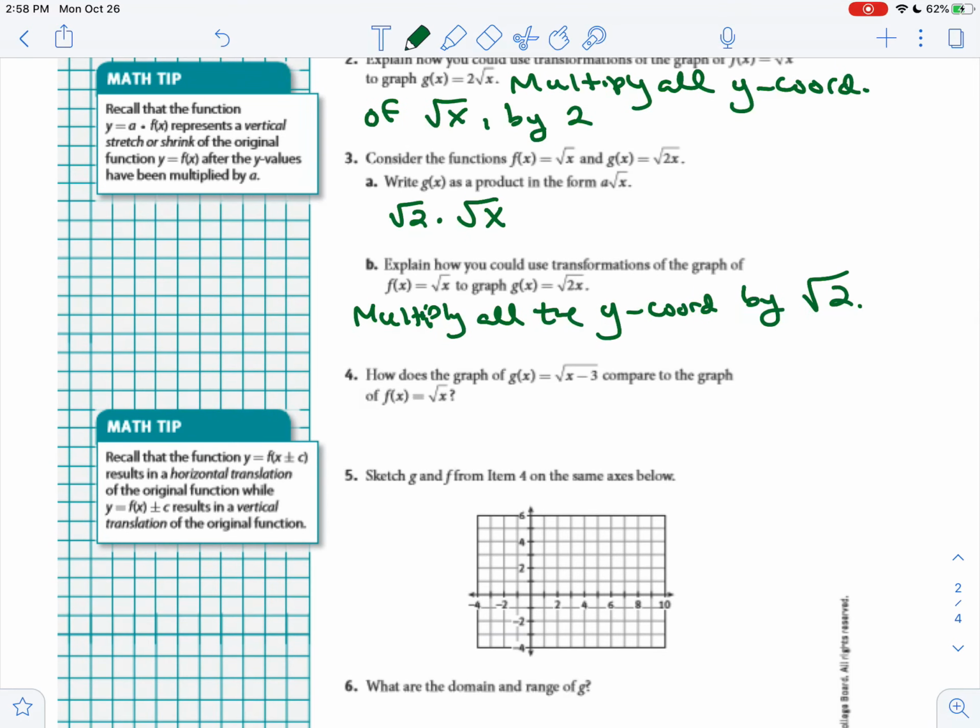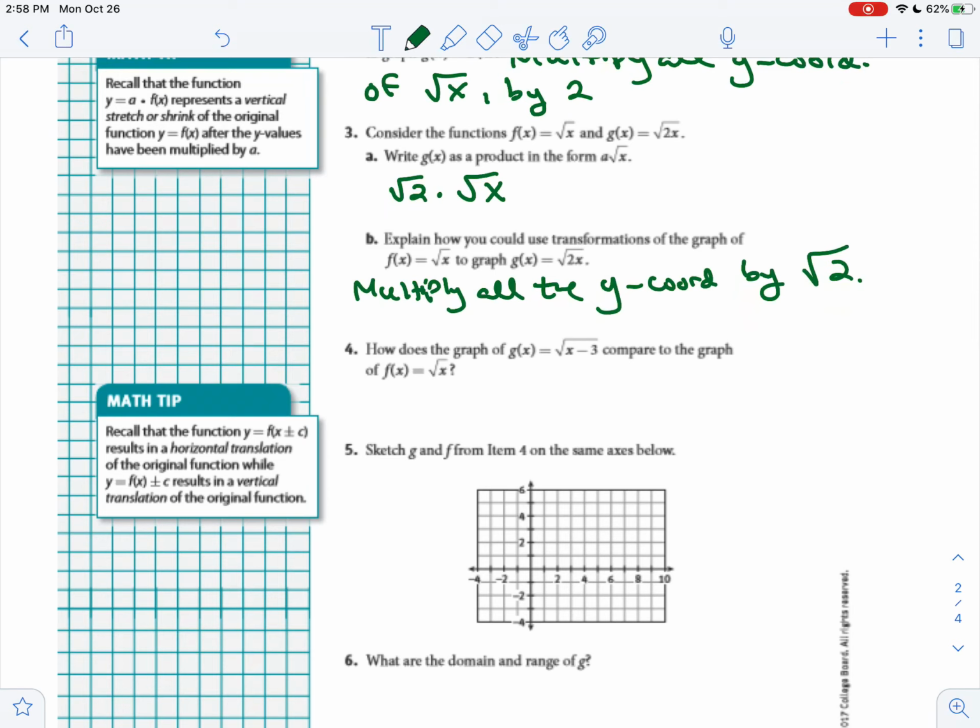Not 2, square root of 2. Okay, so it will vertically stretch the graph.